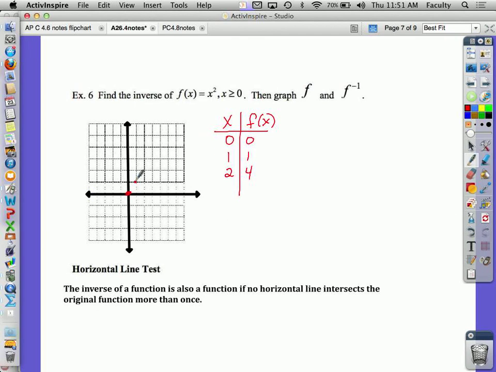So if I plot 0, 0, 1, 1, 2, 4, I'm actually just looking at the right side of this graph when x is greater than or equal to 0. And I'll connect this all together in a moment. Then my inverse, let me do it in a different color, I think that looks nicer. So if I do x and f inverse of x, this is 0, 0, 1, 1, 4, 2. So it's just the top piece of it.